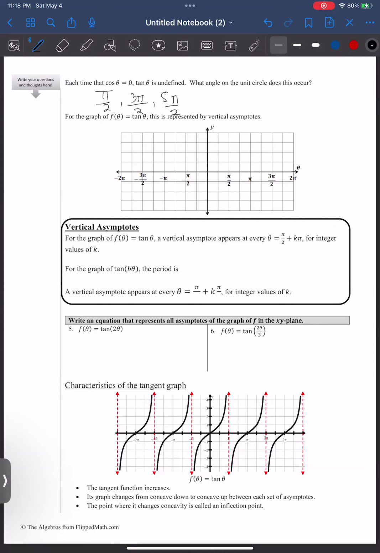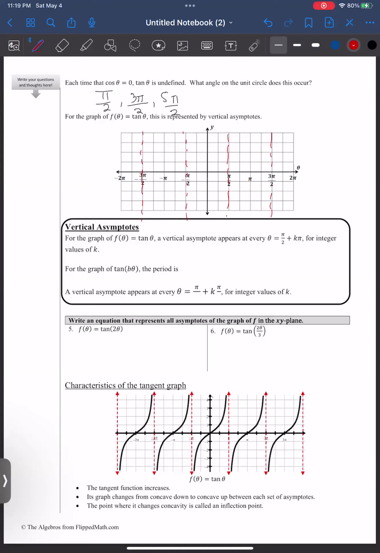But now that means that on my graph, this is represented by vertical asymptotes. So at pi over 2, there's a vertical asymptote. Three pi over 2 is another one. Here's another one at negative pi over 2, at negative 3 pi over 2, and so on and so forth. So for the graph of f of theta equals tangent of theta, a vertical asymptote appears at every theta equals pi over 2 plus k pi for integer values of k.